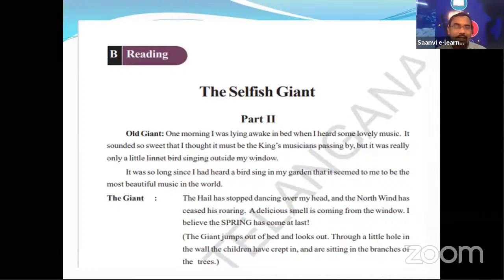Do you really think that the selfish giant likes this? Don't know. We will check it out.